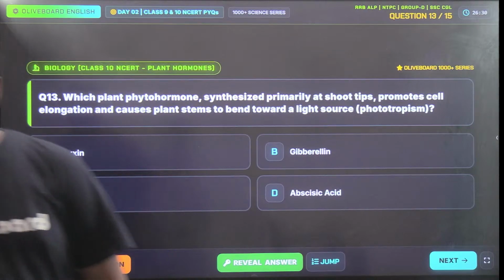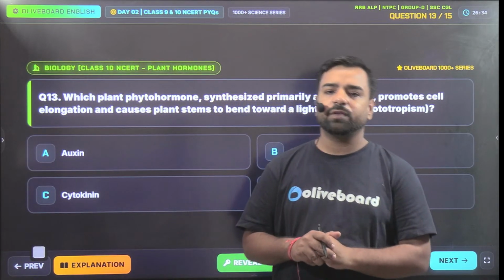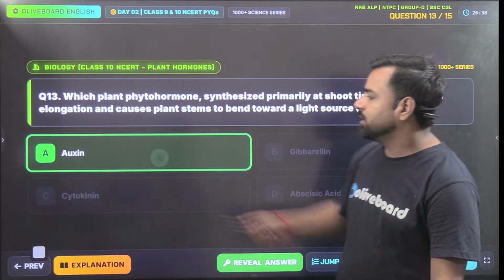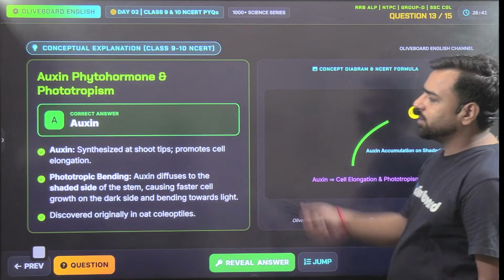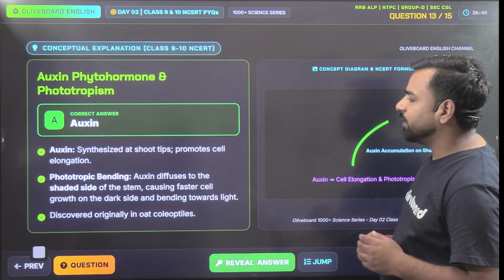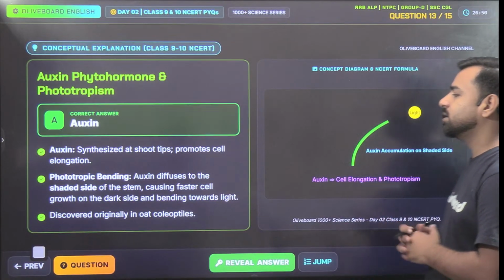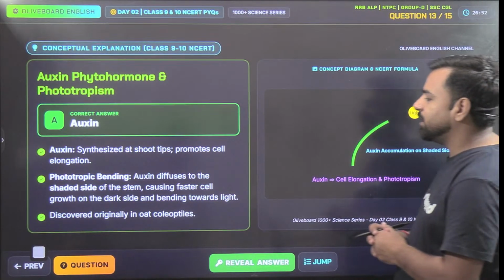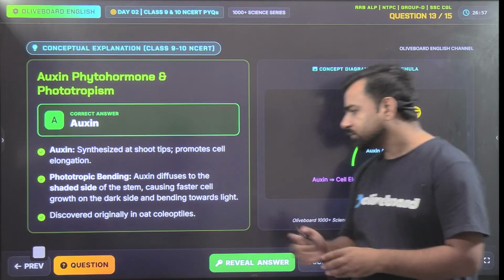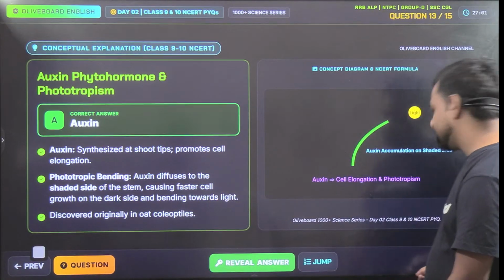Natisha is the first one to go with A, and you are 100% correct. Ankita, Natisha is correct, yes. So you can also go with option number A. So what is the answer? Auxin is the correct answer. So auxin is synthesized at the shoot tips, which promotes cell elongation, phototropic bending. Auxin diffuses to the shaded side of the stem, which causes faster cell growth on the dark side and bending towards the light. It was discovered originally in the oat coleoptiles, right? So option number A is the correct answer.